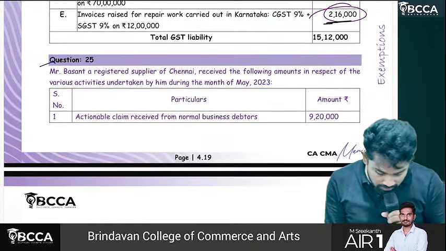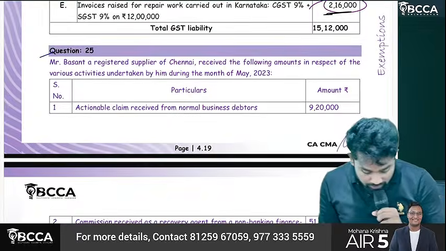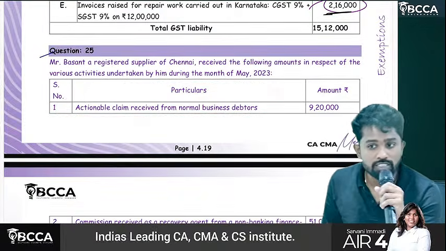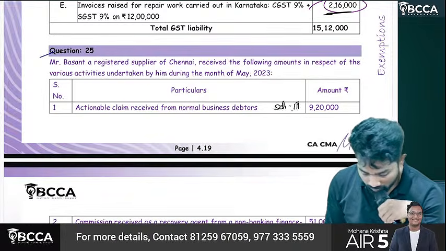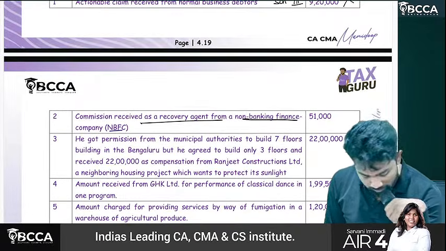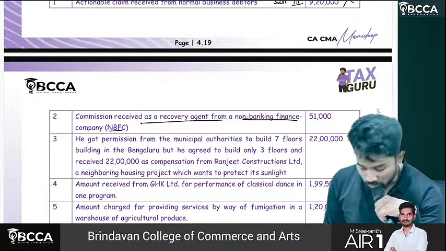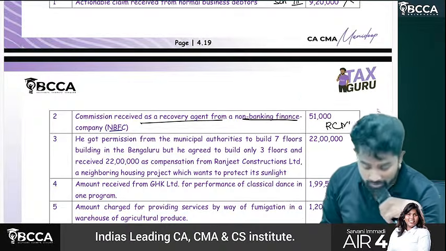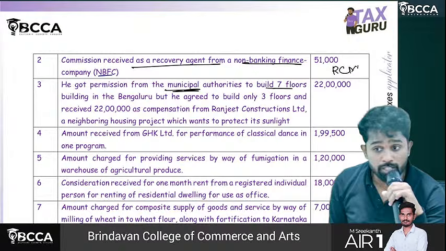First one, Basant is a registered supplier of Chennai, received the following amounts in respect of various activities. First one, actionable claim received from normal business. Sir, actionable claim. First, is it a supply? Not a supply. Where mentioned? Schedule 3. Then, commission received as a recovery agent from non-banking financial company. Commission received from NBFC, sir, for recovery agent. RCM. So, RCM means he will not pay tax. Who has to pay? Recipient. NBFC has to pay the tax. So, leave it.